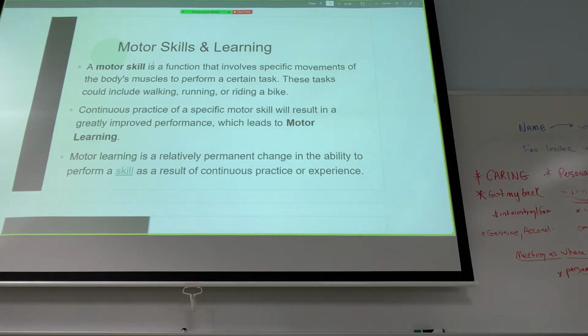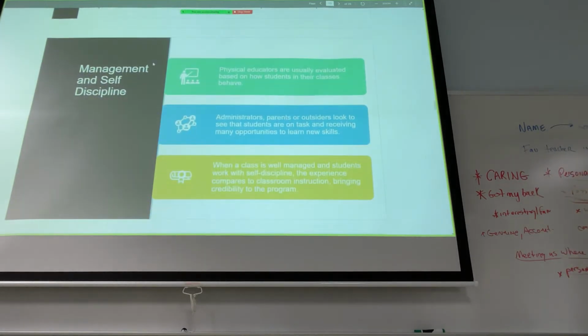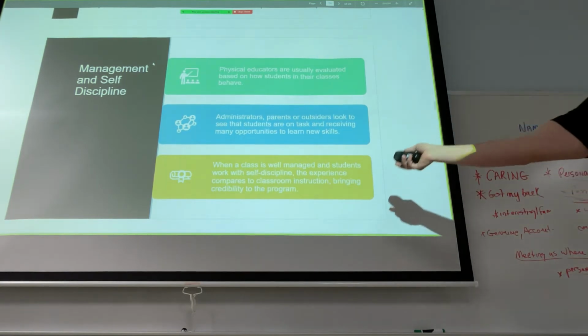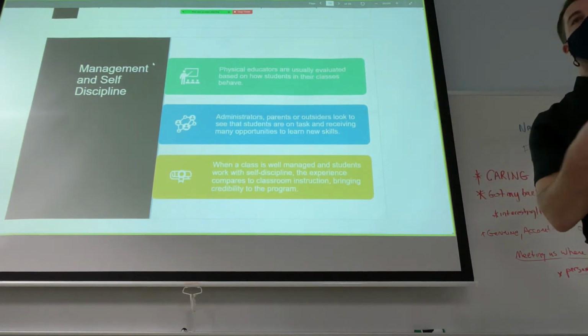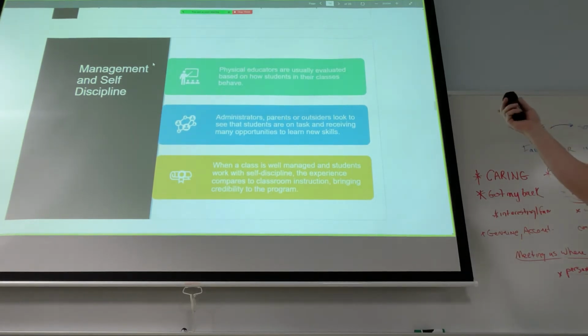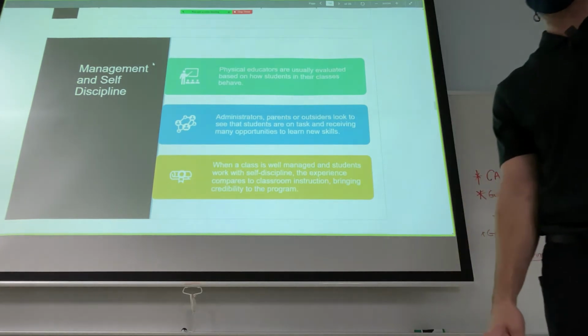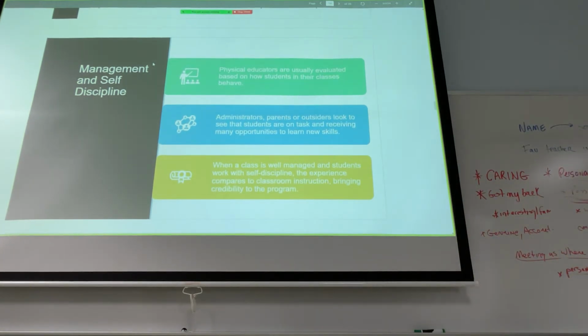We want them to learn and be able to patternize whatever we're teaching so they can do these exercises when we're not with them. Management and self-discipline. Physical educators are usually evaluated based on how students in their classrooms behave. An example of that would be if somebody walks by here and everyone's talking while I'm trying to lecture, and it just doesn't look like anyone's paying attention. That's what that means. So if somebody views your yoga class, how do they perceive you as a teacher? Do they see that your students are managed well, or do they have their own self-discipline? Are students doing what they're supposed to be doing?